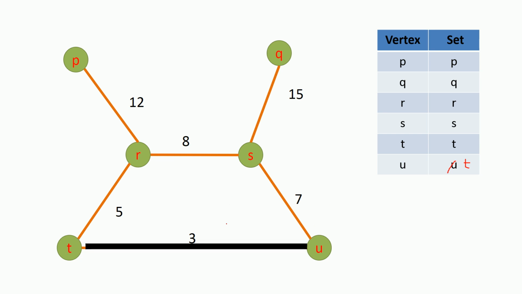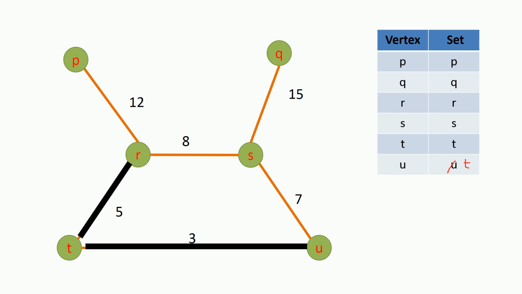So the remaining minimum weighted edge is the edge between R and T vertices. So let's consider that edge. Now if you look at R vertex's set, it is R, and T vertex's set is T. So R and T vertices belong to two different sets. Therefore we can add the edge between R and T to our MST set. So let's do that. And then we are going to union the sets which T and R belong to.